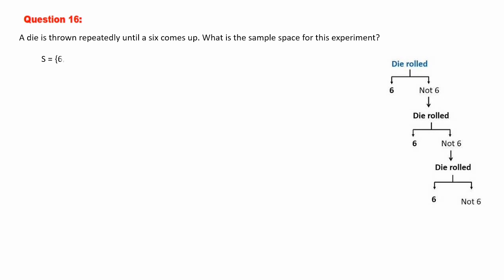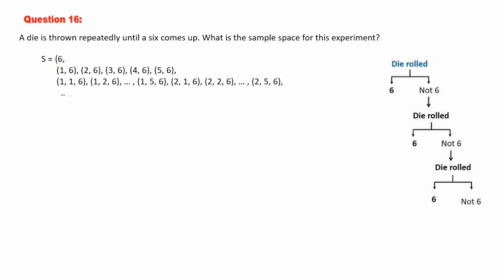So the sample space when you write, first time if you get 6 you will stop. First time if you get 1, then second time you will get 6, then you will stop. First time if you get 2, second time 6 means you will stop. First time 3, 6 chance is there. First time 4, second time 6. First time 5, second time 6. Then these are the second chance.